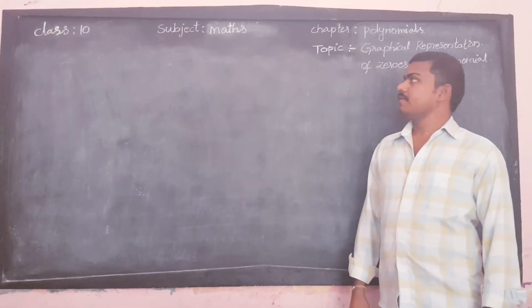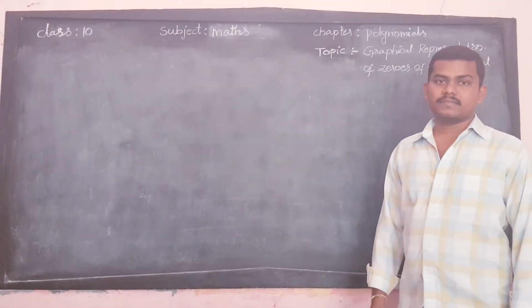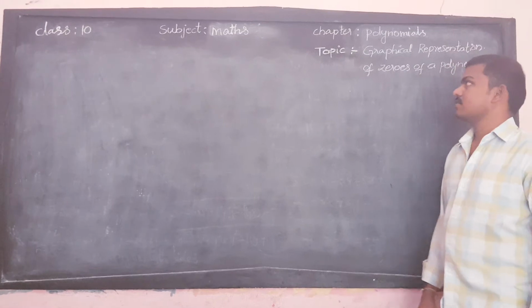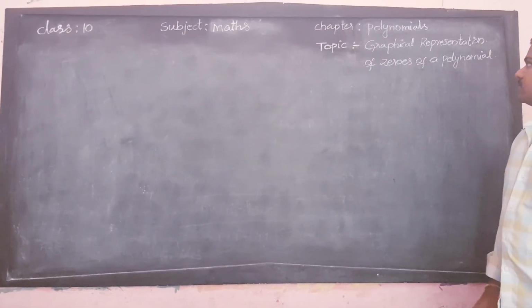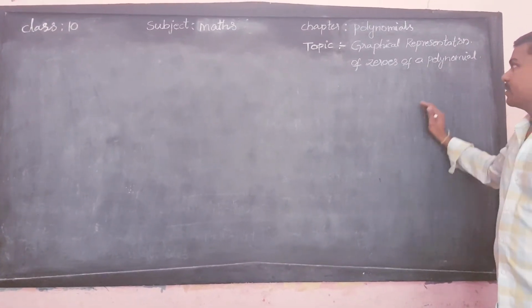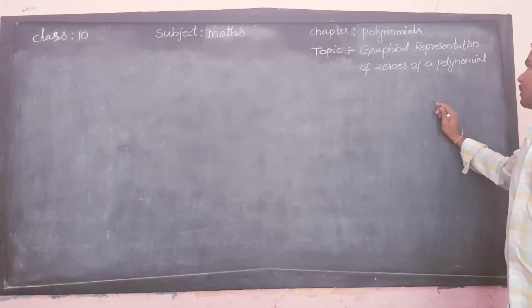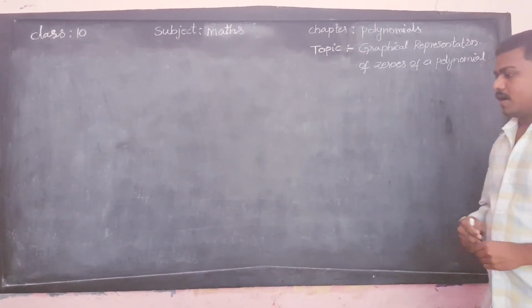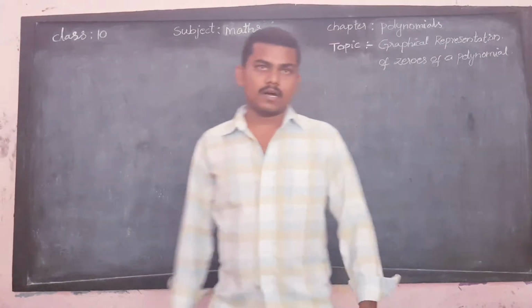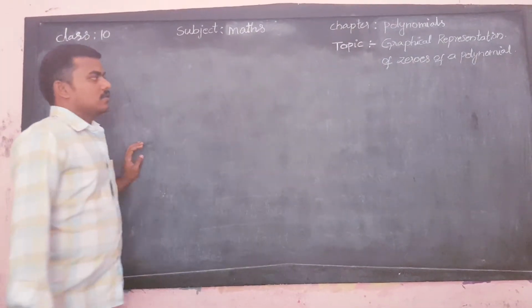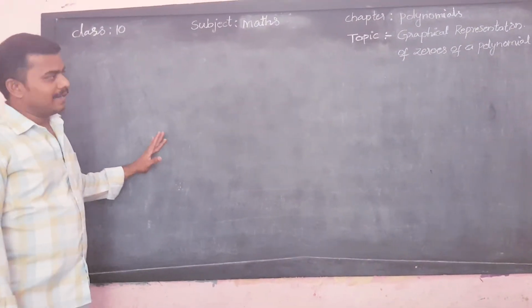We have to learn exercise 3.1. So today we discuss chapter 3, polynomials. The topic is graphical representation of zeros of a polynomial. So how to draw zeros of a polynomial in the graph.